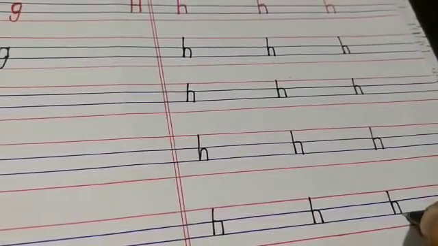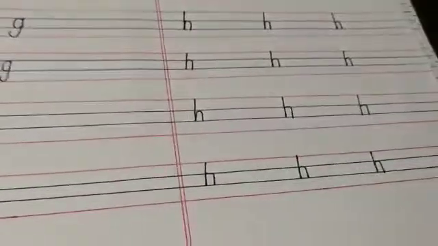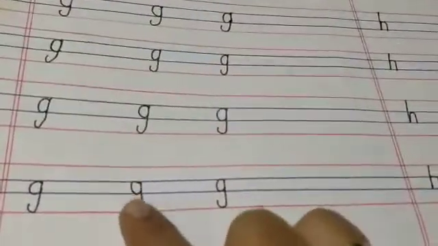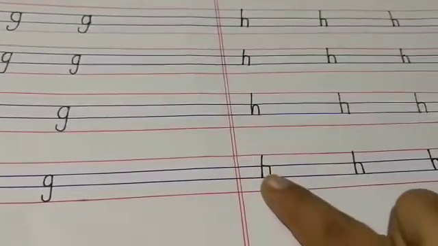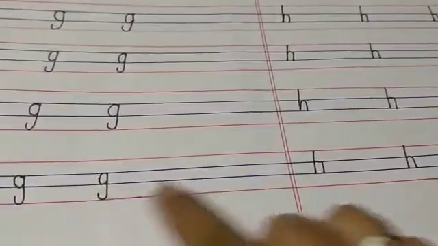This is small h. See children, you have to write it like this, maintaining the line. Small g, you will not cross the line, and then small h, you will not cross the line. You will write as I have taught you.